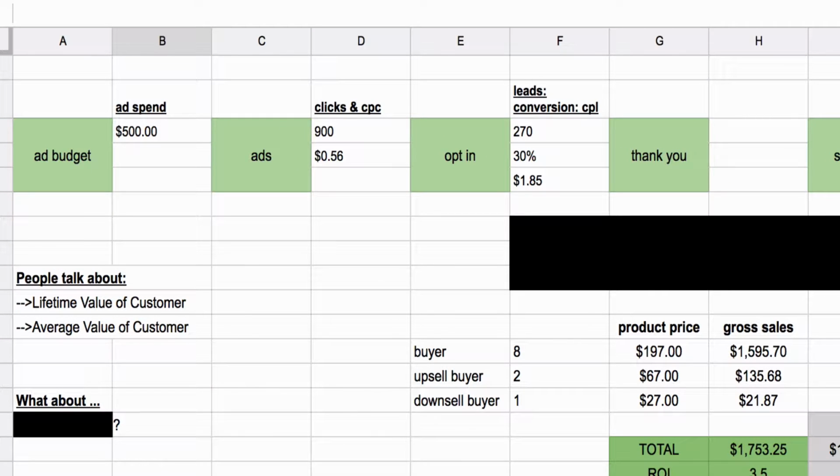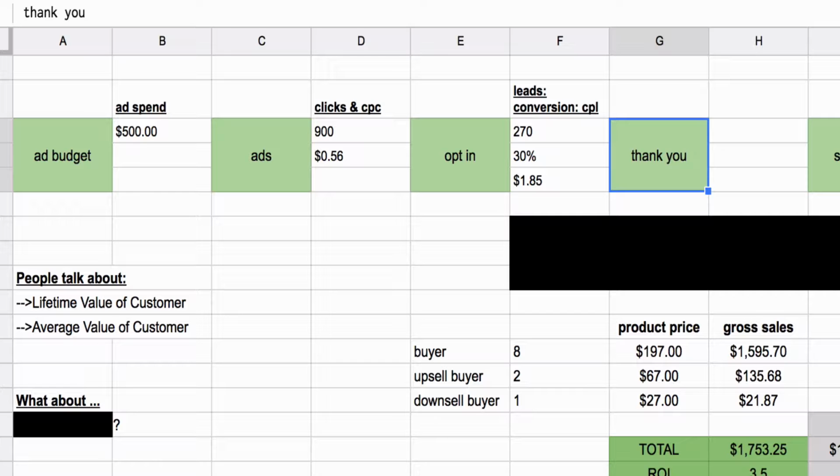So I put together just a quick little visual. So right, it's ad budget. And with this ad budget, you get ads. And with these ads, you get clicks. And for every click, there's a CPC, which is cost per click. And for every click, you get a number of opt-ins, which we're going to call leads. And for every lead you get, that's a conversion. And then there's a CPL, a cost per lead. And then there's a thank you page.